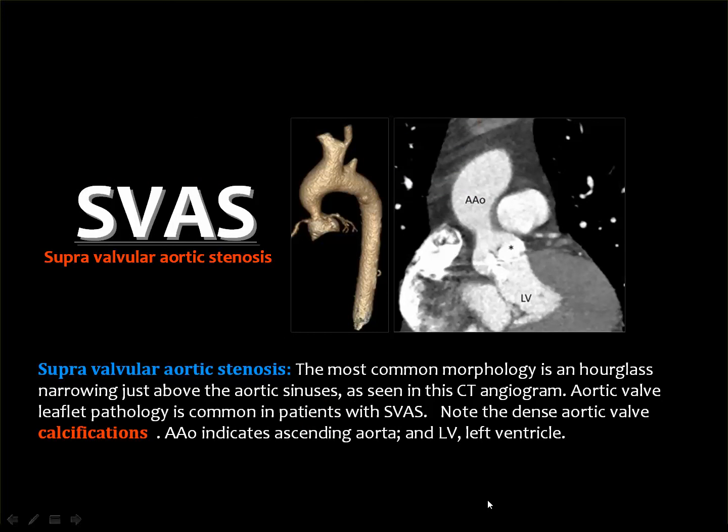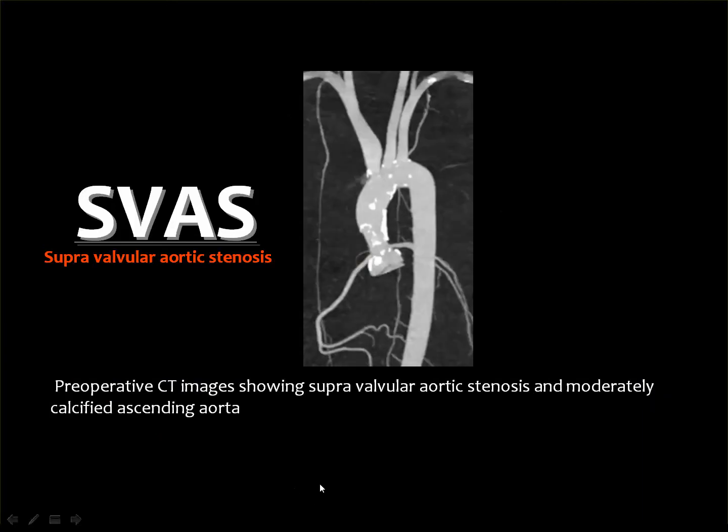Then this is a supravalvular stenosis, where you get narrowing above the sinotubular junction of the aorta, which is demonstrated in these 3D images and also in the reformatted images. Another example of supravalvular aortic stenosis above the level of the coronary arteries, and you see the calcification in the sinotubular region, in the region of the sinuses of Valsalva, and also in the ascending aorta.